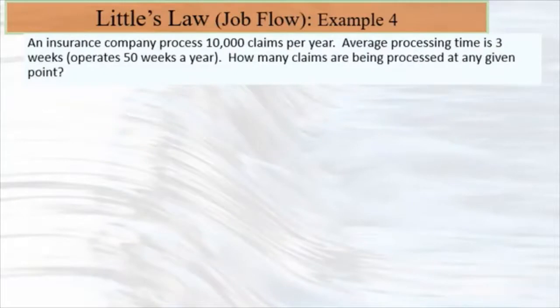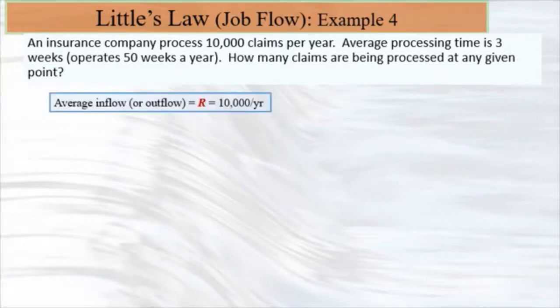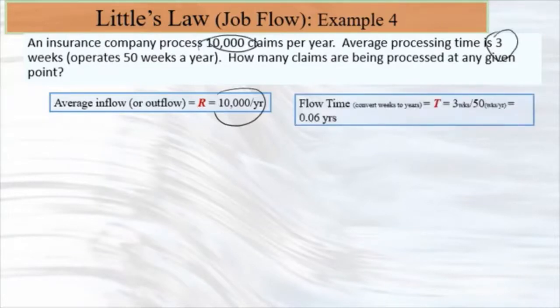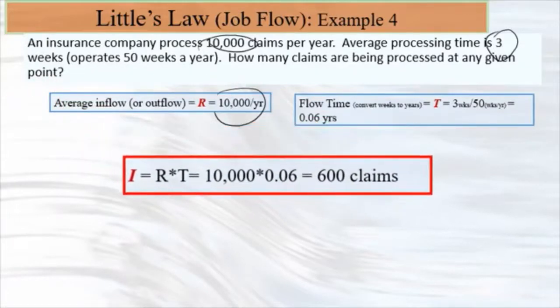Now let's see this example, an insurance company. This is a straightforward example. Here the flow rate is claims. You have 10,000 per year, and the average processing time is 3 weeks, and this is T. So how many claims are being processed at any given time? How many claims are in the process?